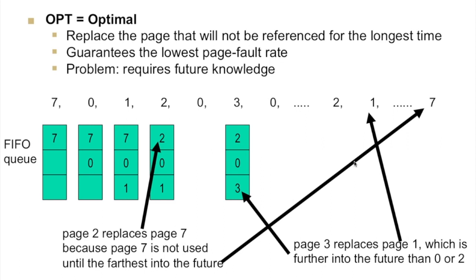For 3, we need to replace the page that's going to be used most distantly in the future. And again, we had 2, 0, and 1. 0 is going to be used first, then 2, then 1. So 1 gets replaced because 1 was used most distantly in the future out of the 3 pages that were in memory. So that's optimal, but we can't quite do optimal because we don't know what the future holds.